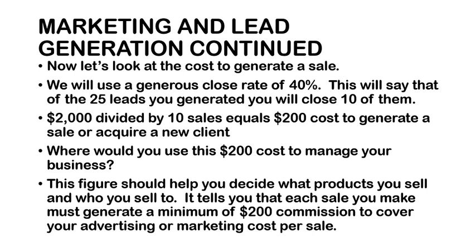Well, that figure should help you decide what products you sell and who you sell those to. It tells you that on each sale you make, you must generate a minimum of $200 commission to cover your advertising costs and marketing costs per sale. That doesn't count your payroll. It doesn't count your other expenses. It's just advertising costs. So you must generate a sale that generates $200 in commission in order to cover those marketing costs.